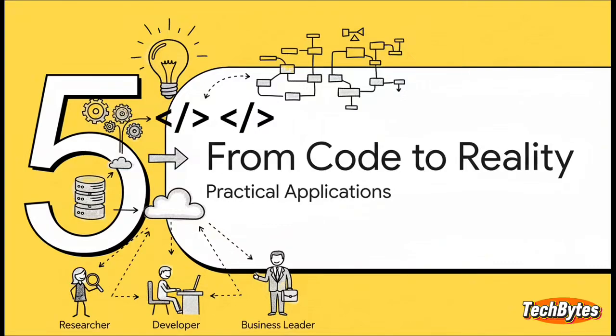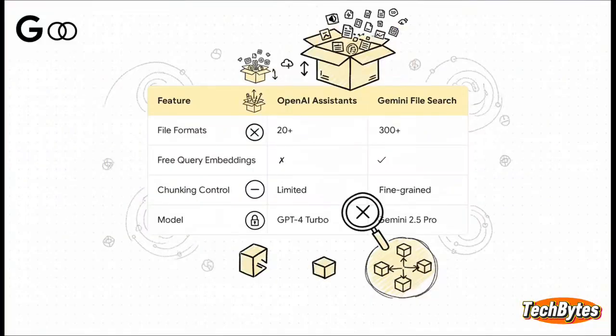All right, so the tech is amazing, but let's get down to brass tacks. What does this actually mean for you? Whether you're a developer in the trenches, a researcher, or a business leader making decisions. So how does this stack up against the competition, like OpenAI's Assistants API? Well, the differences are pretty clear. I mean, just look at the file support. Gemini handles over 300 formats, Assistants handles around 20. That is a massive difference in flexibility. And then you throw in the free query embeddings and the much more granular control over chunking. For any developer trying to optimize both performance and cost, it's a huge win.